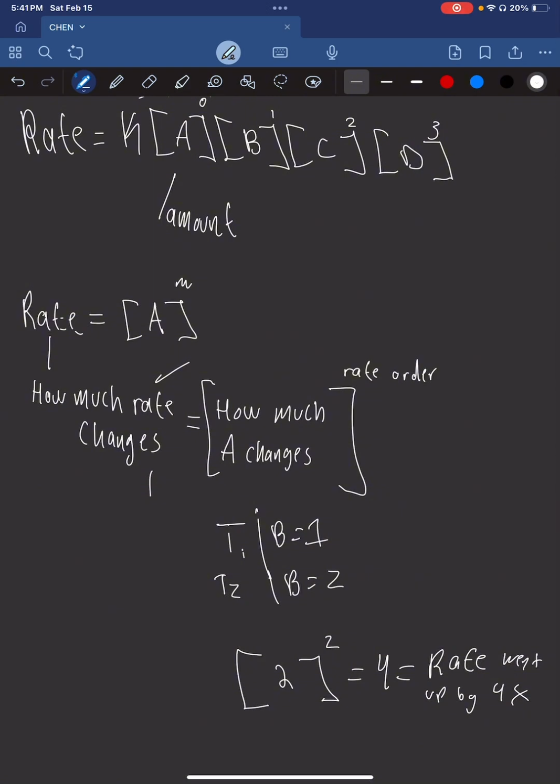Let's try a different one. What happens if the amount of B went up to 3? Well, it'd be 3 squared, which means the rate went up by 9.